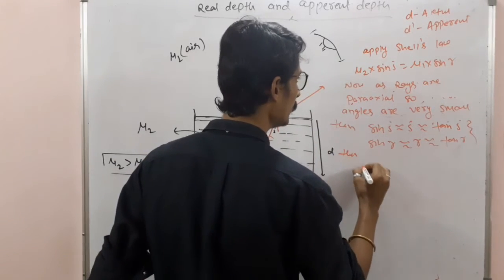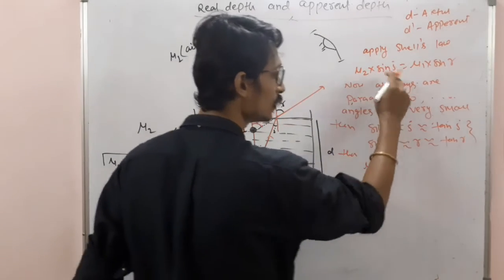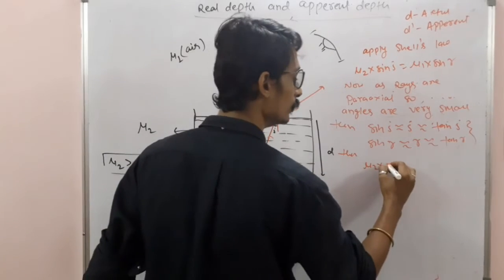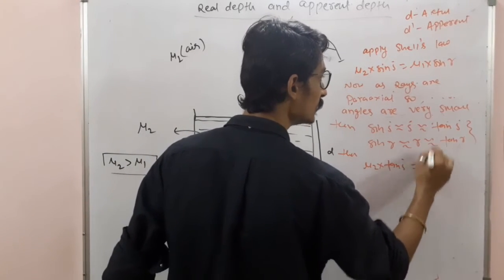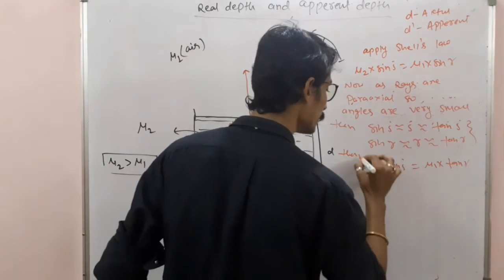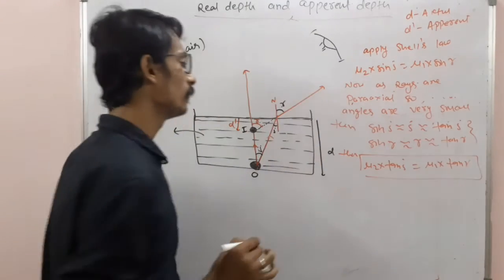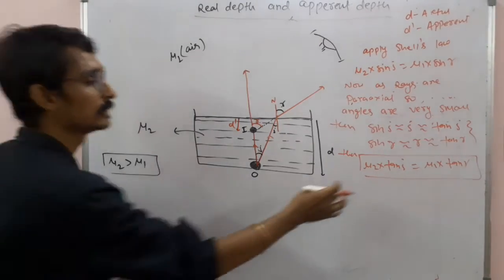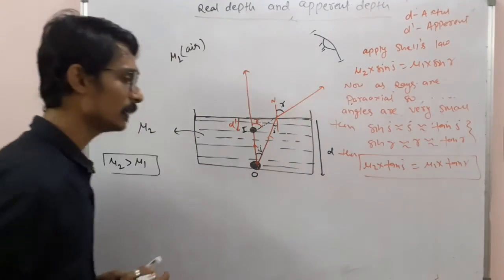Then what will I get here? Instead of sin i, can I write tan i here? We will get mu2 into tan i is equal to mu1 into tan r. That's good. Now what will I do? Now we will replace the values of tan i and tan r from the geometry.